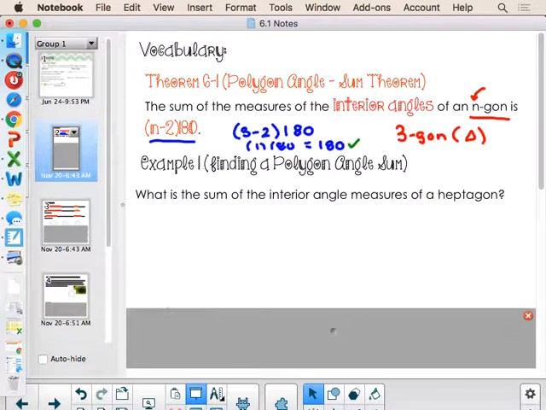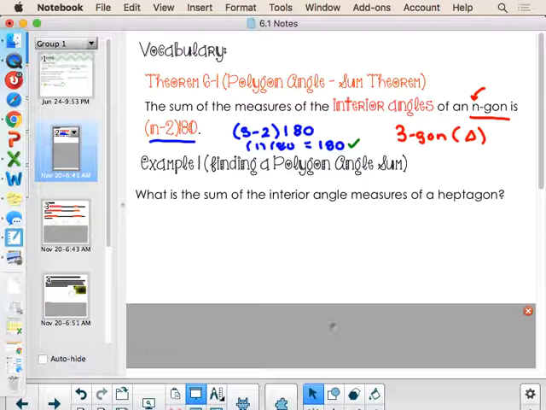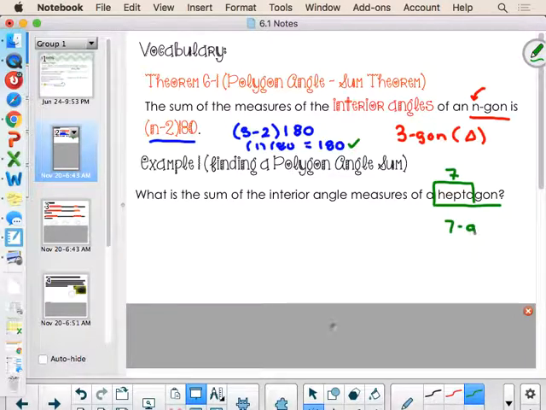First example problem. It says, what is the sum of the interior angle measures of a heptagon? All right, notice I have started to name my polygons. I do not have to have the number with a dash gone. So this is my reminder to you that you should know the names of the polygons. I'm going to say up to 12-sided figures. Hepta, if I look at that stem word right there, hepta means 7. So what this really is, is a 7-gon or a 7-sided figure.